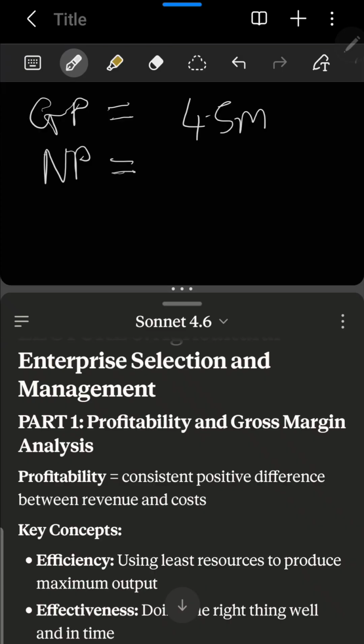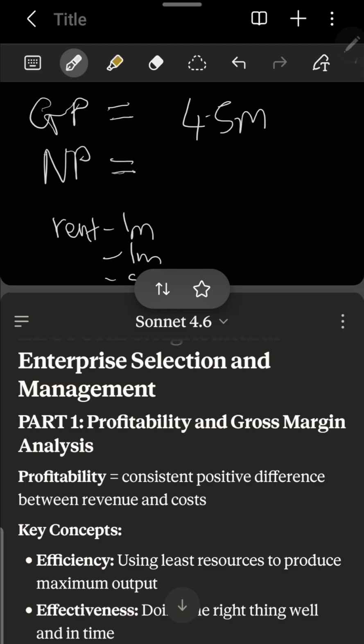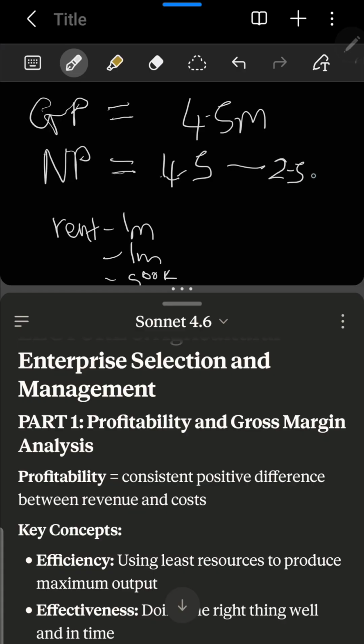But remember, this same business is paying rent of 1 M. Maybe it's employing 2 workers and paying them in total, including their lunch, also 1 M. And also other costs, maybe 500k. So what is their net profit? The net profit is going to be 2 million. It's this 4.5 minus 2.5, which gives us 2 million.